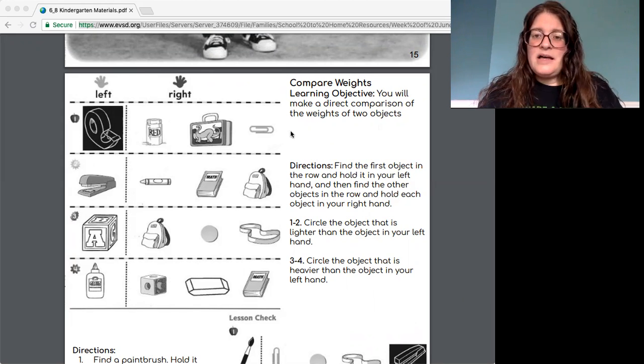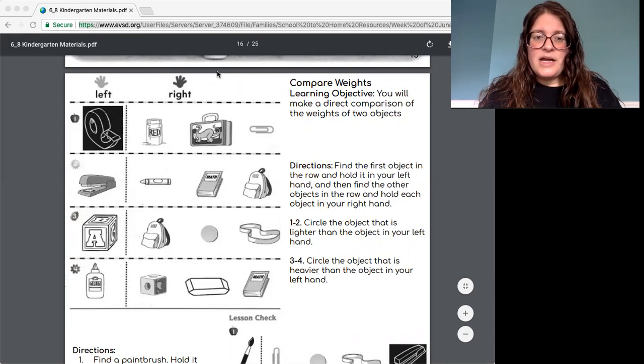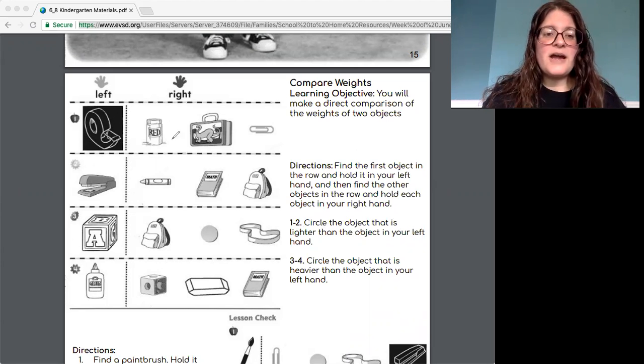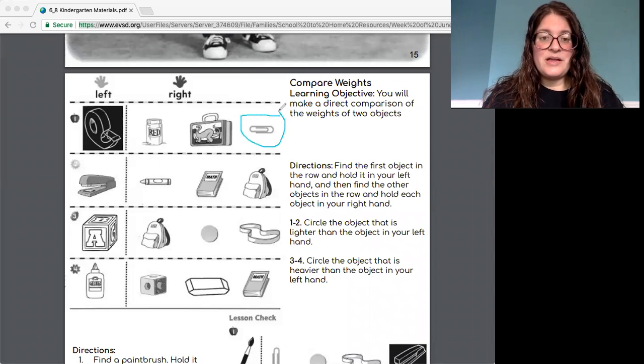And that is a lot of what we talk about when we are comparing how much something weighs, whether it's lighter or heavier. And so on items 1 through 2, it says circle the object that is lighter than the object in your left hand. So if I was holding some tape, which one might be lighter? Would it be a little paint can of red, a lunchbox, or a paper clip? I would choose paper clip. That's definitely going to be lighter than my tape.